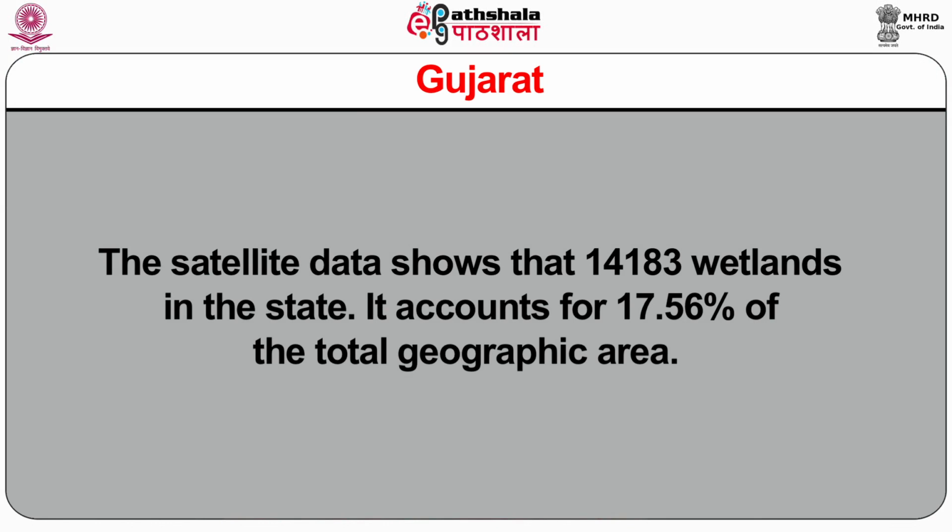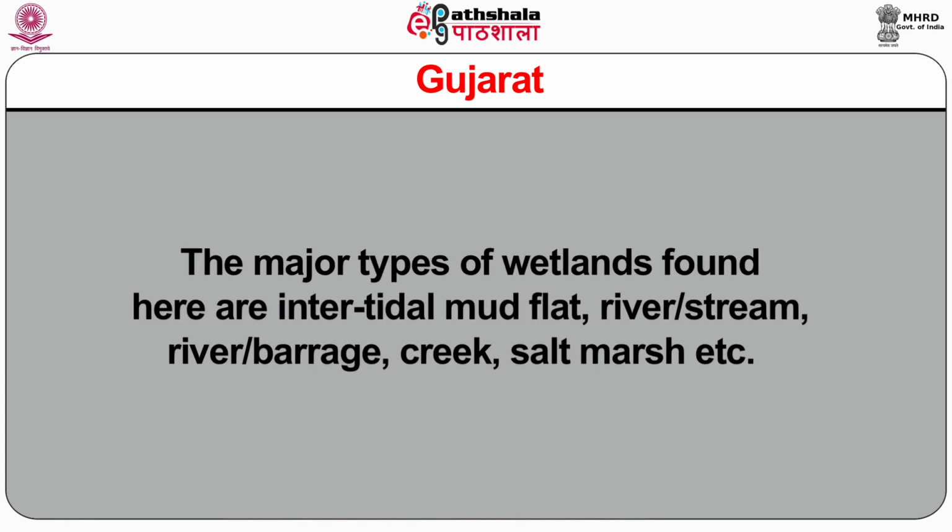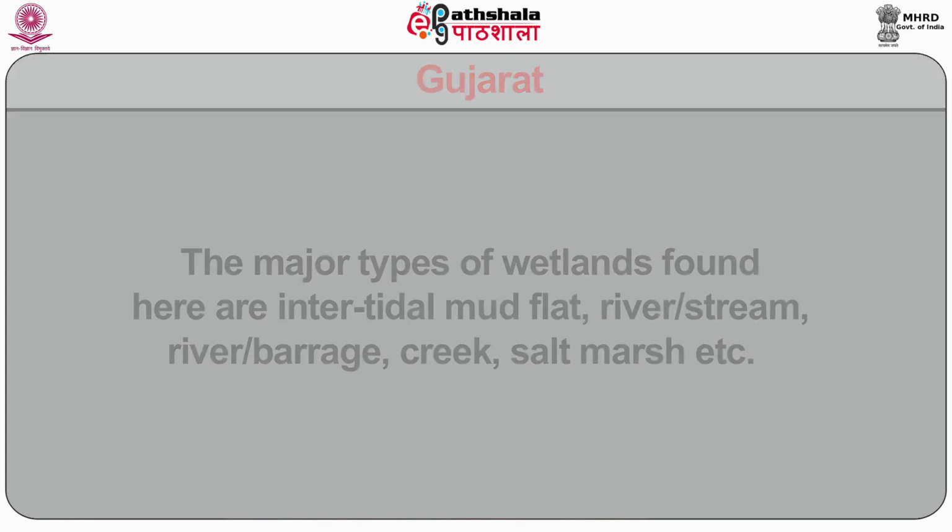Gujarat. The satellite data shows that there are 14,183 wetlands in the state. It accounts for 17.56% of the total geographical area. The major types of wetlands found here are intertidal, mudflat, river streams, river barrage, creeks, salt marsh, etc.